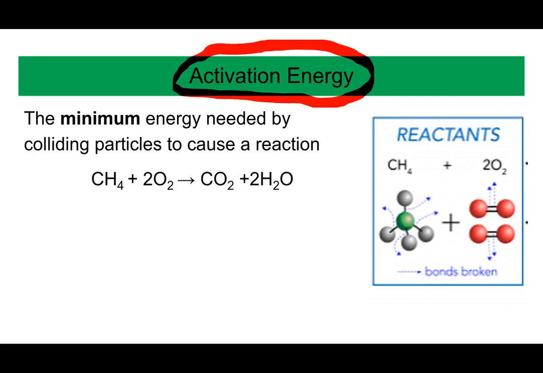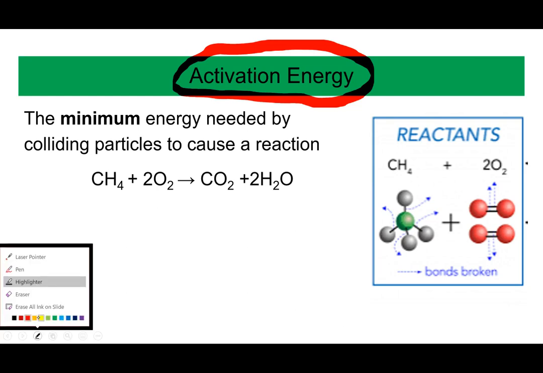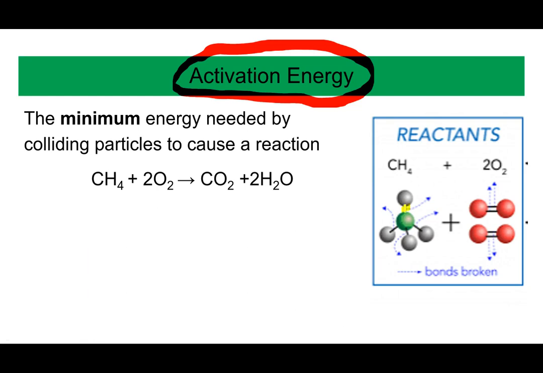And the reason that we need this minimum amount of energy is that in order for our reaction to happen, we have to break the bonds in our reactants. So if I take methane here on the right-hand side, I'm going to need to break the bonds between the carbon and the hydrogens in methane. I've highlighted those in yellow. Those bonds need to be broken. I will also need to break the bonds between the oxygens in the O2s, which I've highlighted in green.